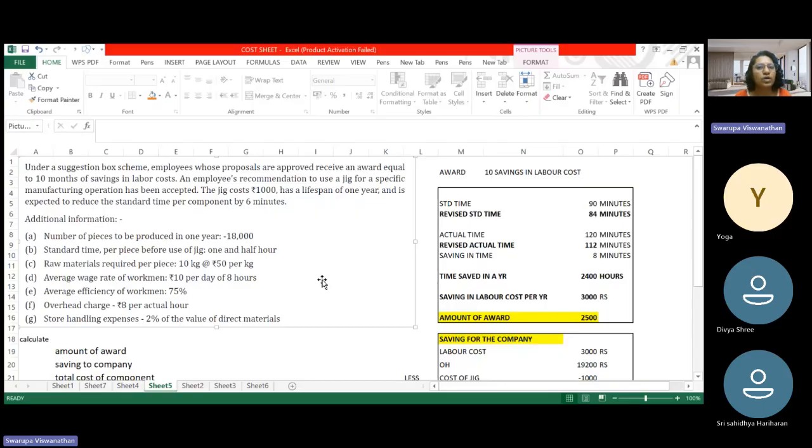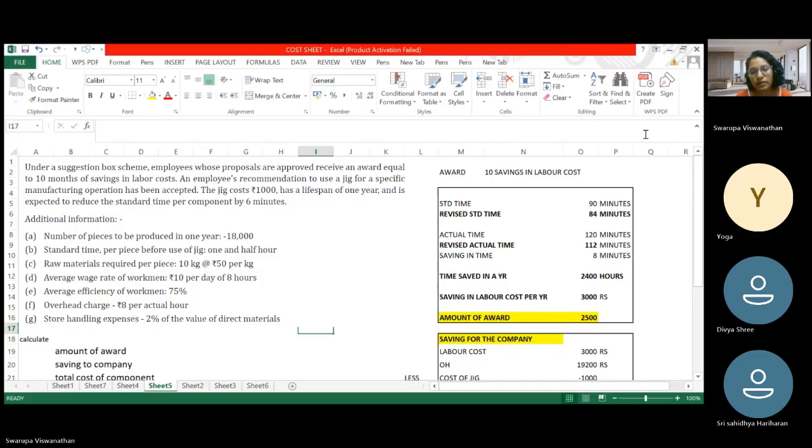So after the use of jig, what happens? There is a reduction of 6 minutes. Then the raw material, average time, efficiency, overhead rate, and the direct expenses are given. We are required to calculate the amount of award, savings to the company, and the cost to the component. So first we need to start, what is the actual savings? What is the savings because of using a jig? So standard time is 1.5 hours, that is 90 minutes. Now standard time after using the jig has a reduction of 6 minutes. So 90 minus 6, 84 minutes.